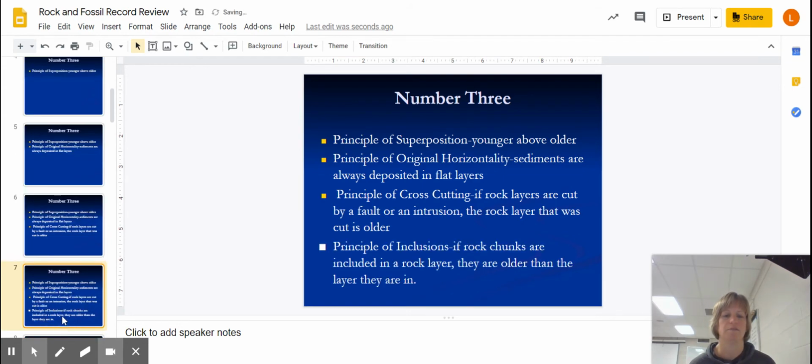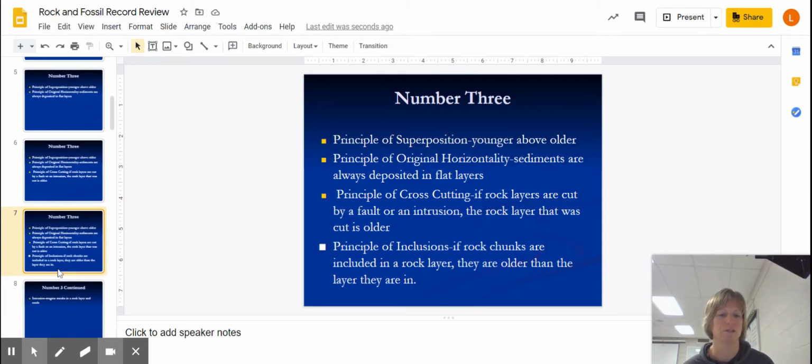And then finally, of the four relative dating principles, this is like the peanut in the Snickers. The principle of inclusion says this: if rock chunks, like the peanuts, are included in a rock layer, they have to be older than the layer they're in. Here's the idea. That rock chunk has to be in existence in order to get wrapped up, to get surrounded by another rock type. So the inclusion is older.